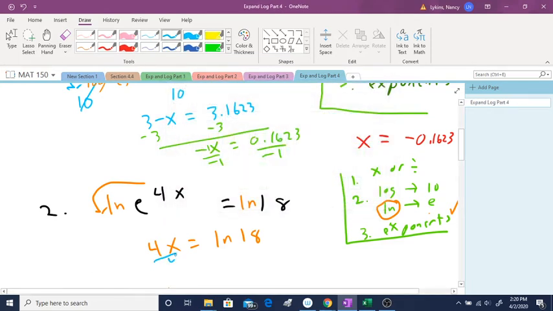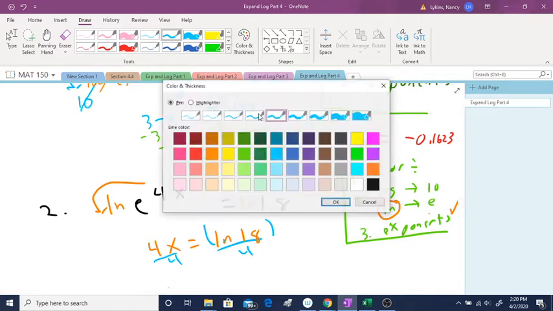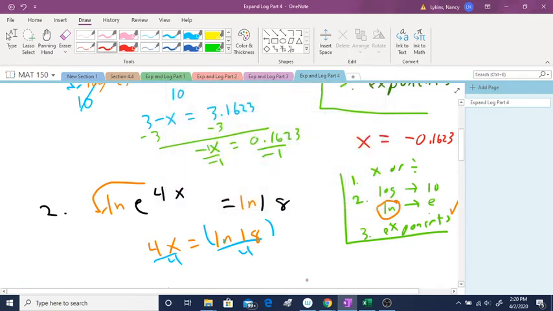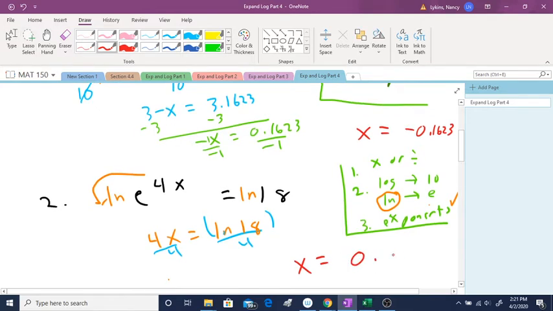Then to get rid of this 4, we'll divide. So make sure you say ln of 18 in parentheses, or just hit enter, divided by 4. And in this case, x equals 0.7226.